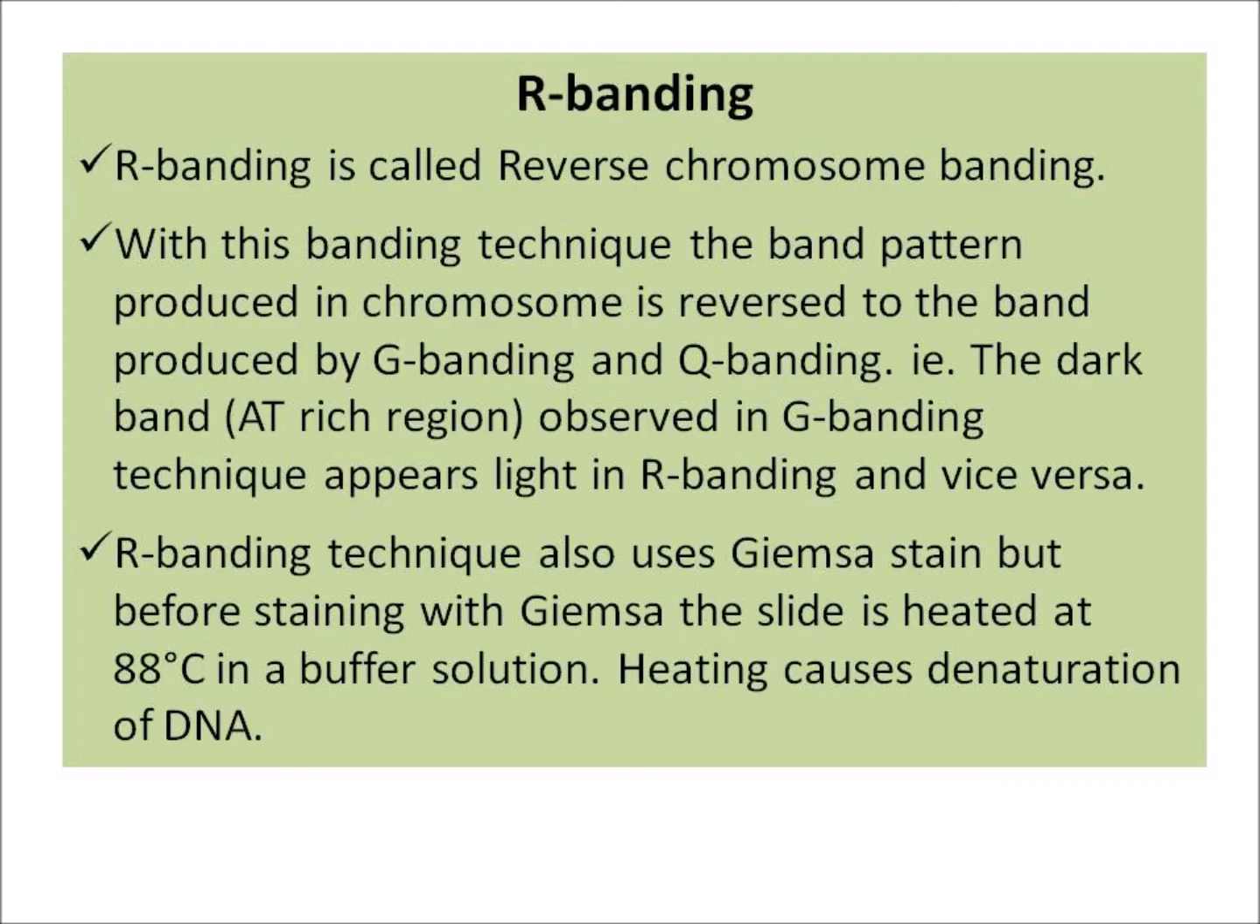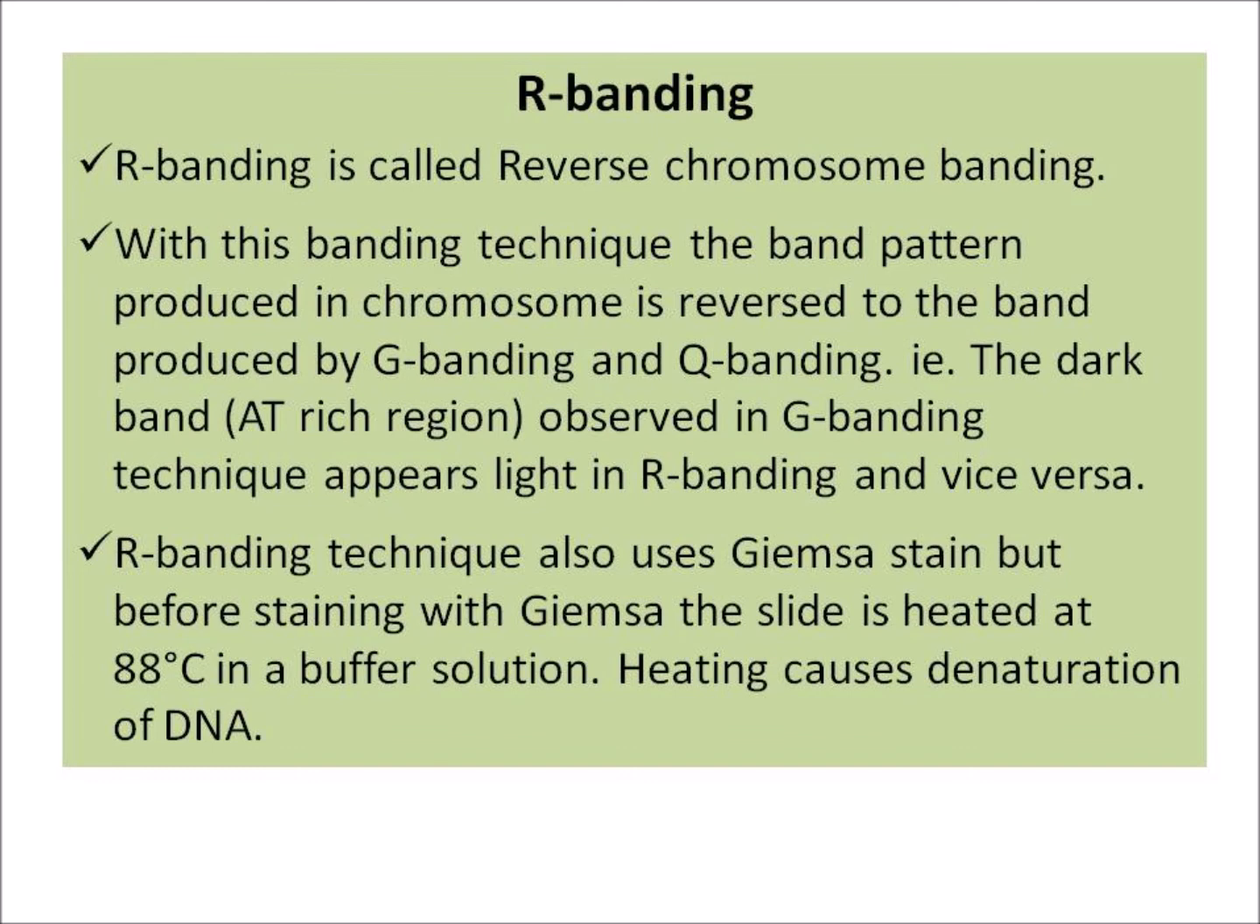R banding. R banding is called reverse chromosome banding. With this banding technique, the band pattern produced in the chromosome is reversed to the band produced by G banding and Q banding. That is, the dark band AT-rich region observed in G banding technique appears light in R banding and vice versa.